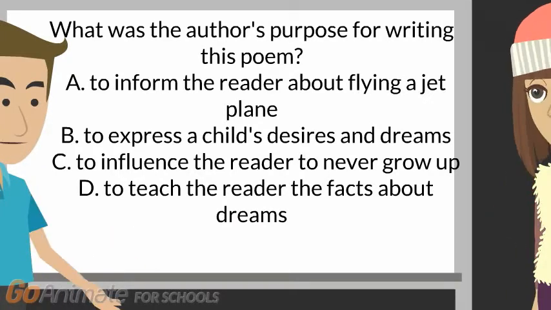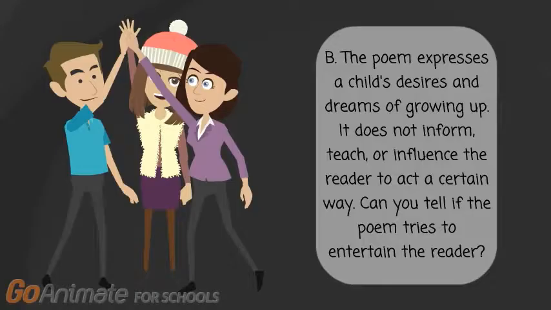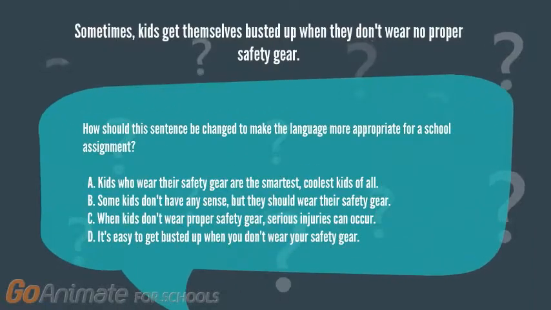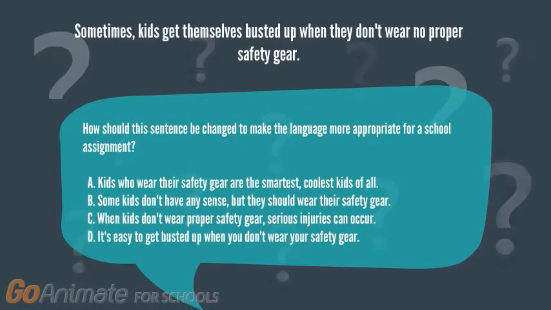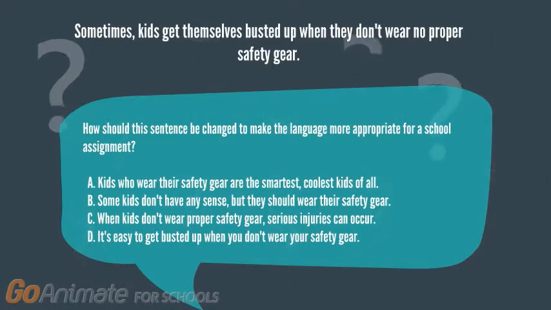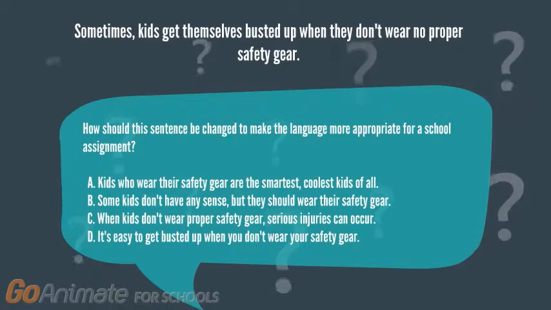What was the author's purpose for writing this poem? A. To inform the reader about flying a jet plane. B. To express a child's desires and dreams. C. To influence the reader to never grow up. Or D. To teach the reader the facts about dreams. B is correct. The poem expresses a child's desires and dreams of growing up. It does not inform, teach, or influence the reader to act a certain way. Can you tell if the poem tries to entertain the reader?